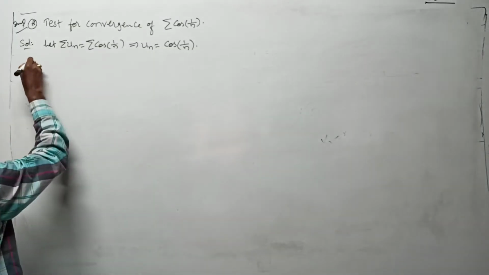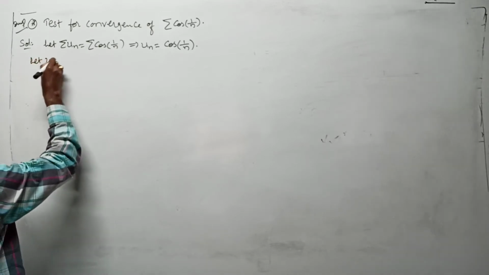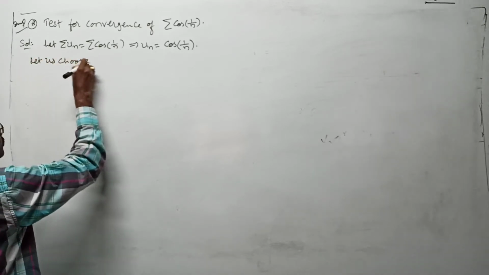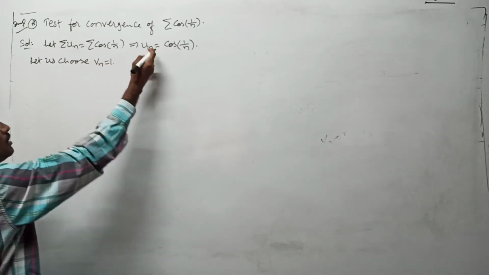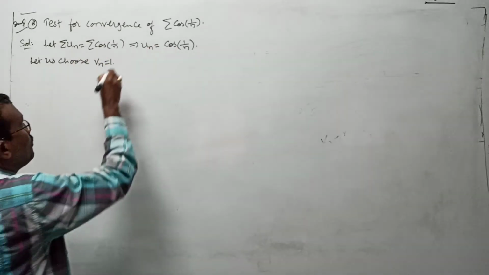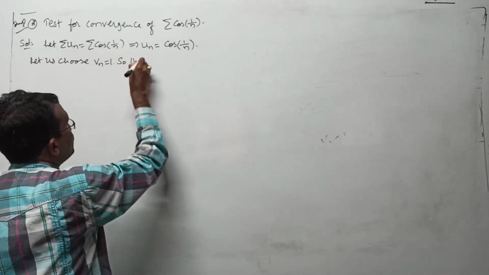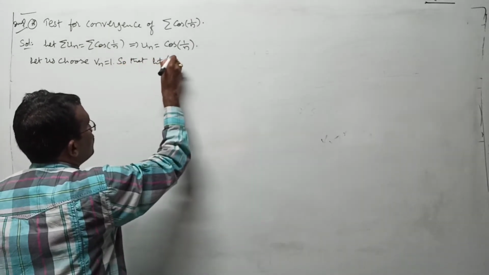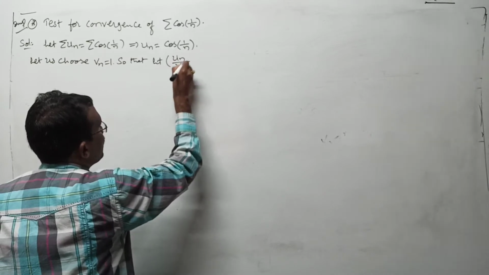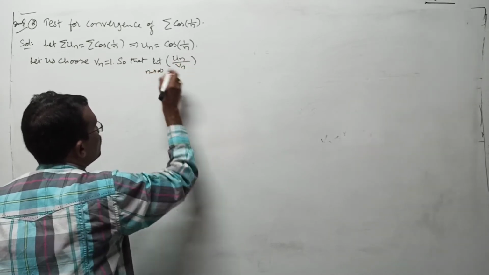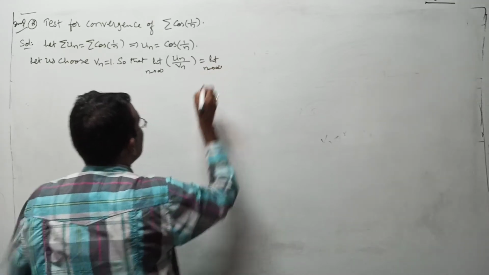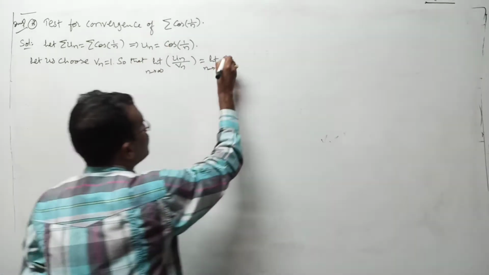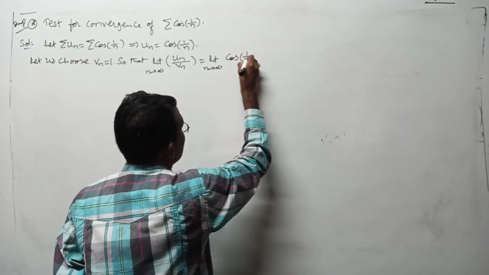Now can you guess what Vn is here? Let us choose Vn equal to 1. No coefficient means it is 1 into something, right? 1 is Vn. But after that you have to verify whether it is correct or not. Limit Un by Vn as n tends to infinity is what? Is it cos of 1 by n or not?